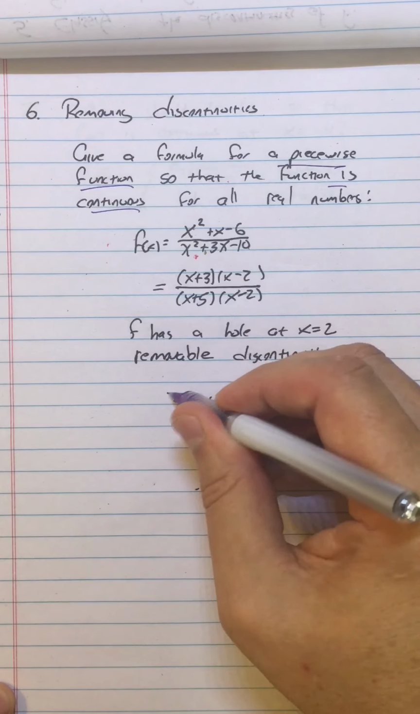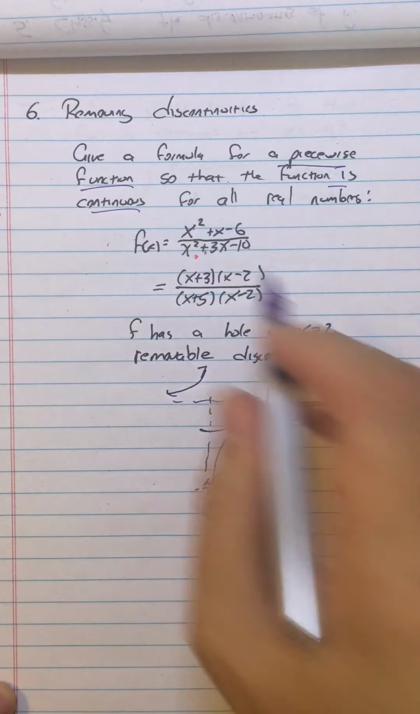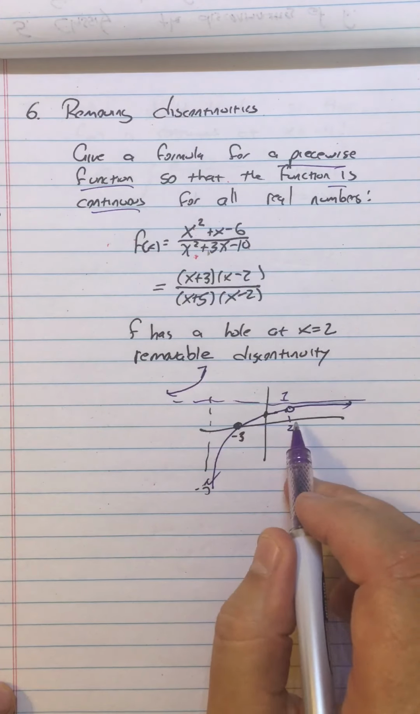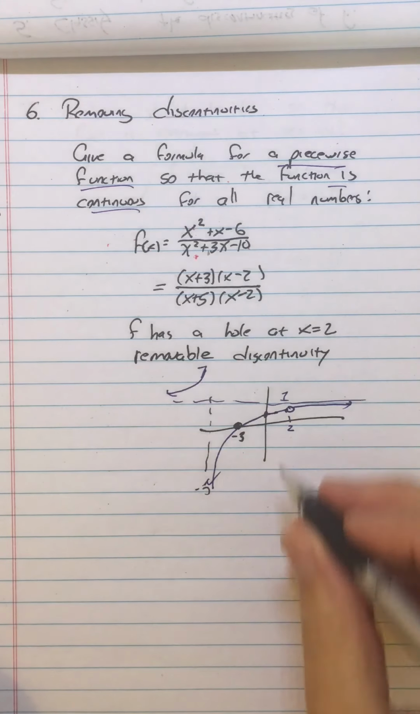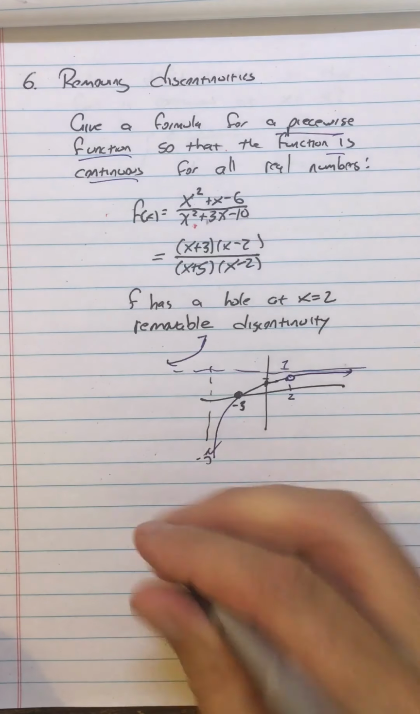All right, so basically what we're saying is, how should I fill the hole? When it says give a formula so the function is continuous, how am I going to fill that hole? Well, to fill the hole, you just need to know what the limit is. So the y value of the hole is the limit as x approaches 2 of the function.